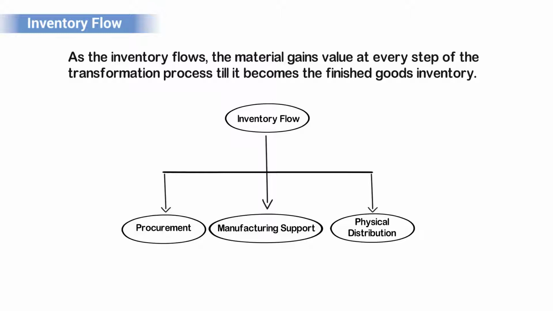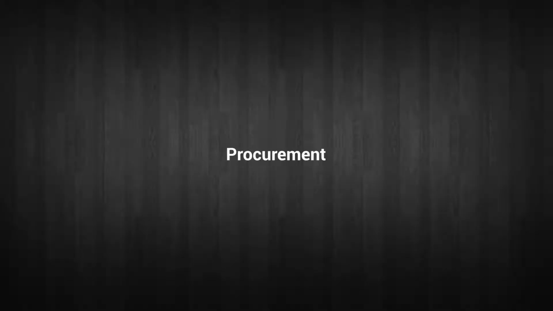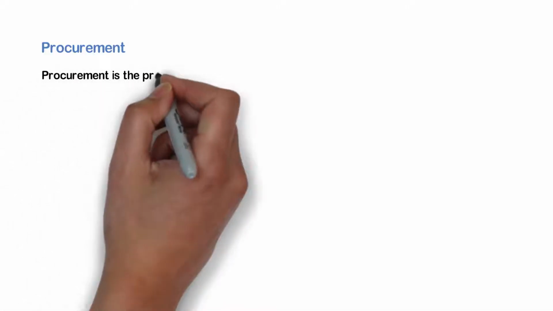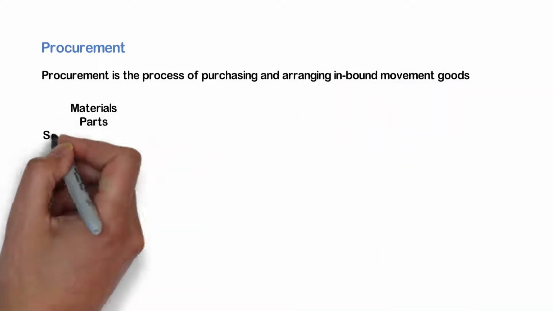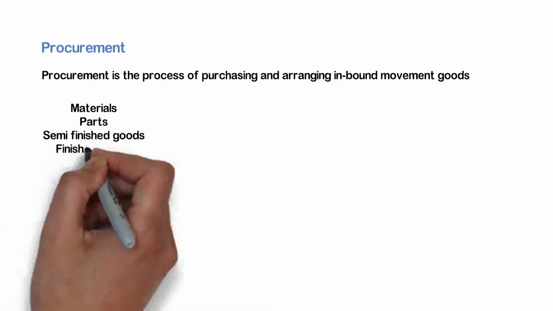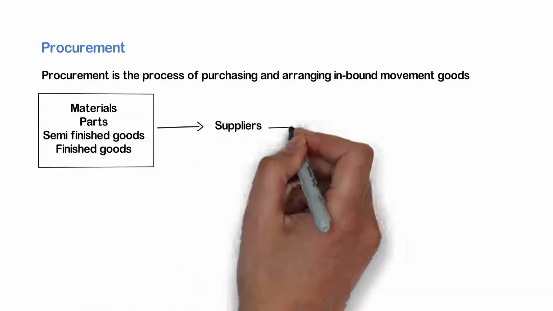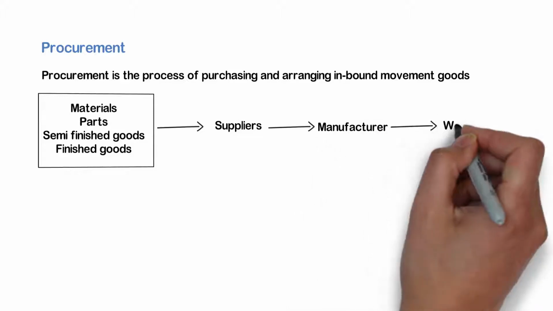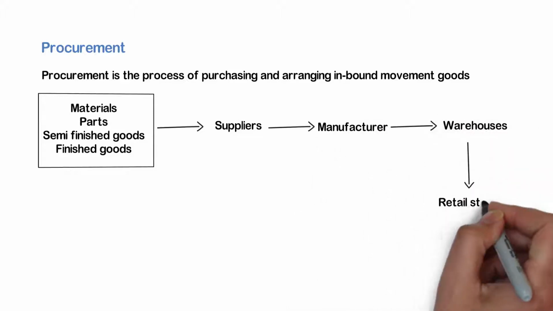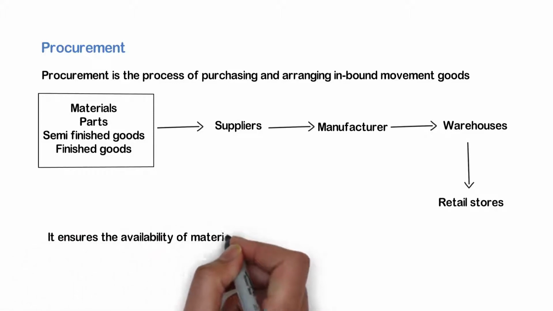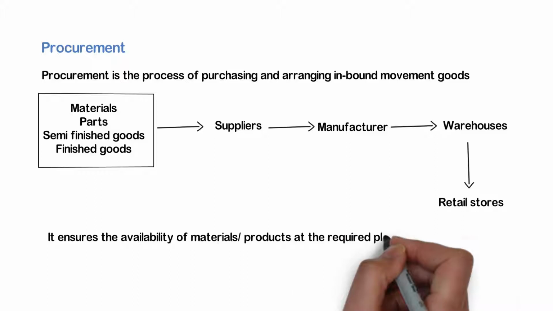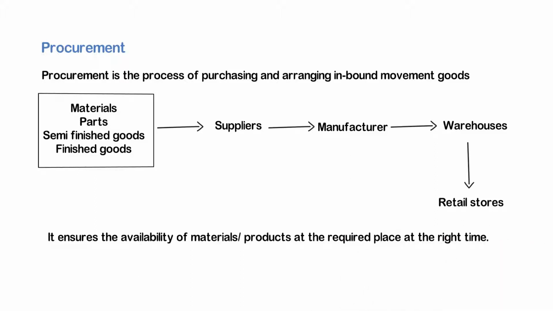Let us discuss each factor which affects the inventory flow. Procurement. Procurement is the process of purchasing and arranging inbound movement of goods, that is, materials, parts, semi-finished goods, finished goods from the suppliers to the manufacturer, to warehouses and to the retail stores. It ensures the availability of materials, products at the required place at the right time.